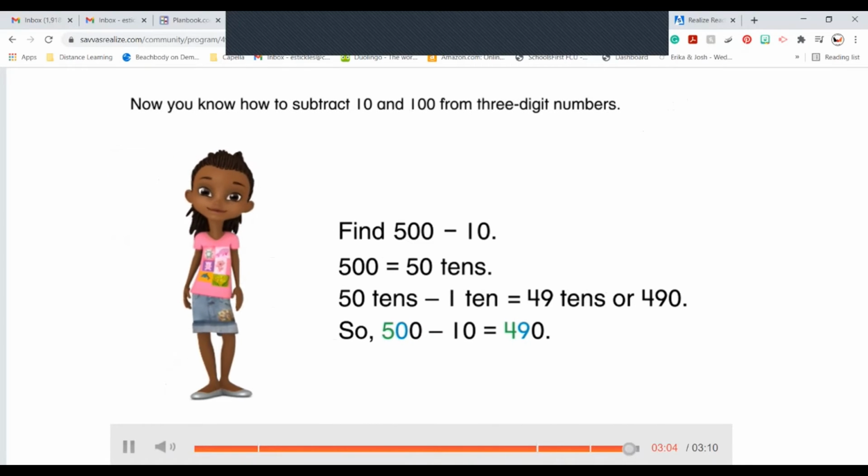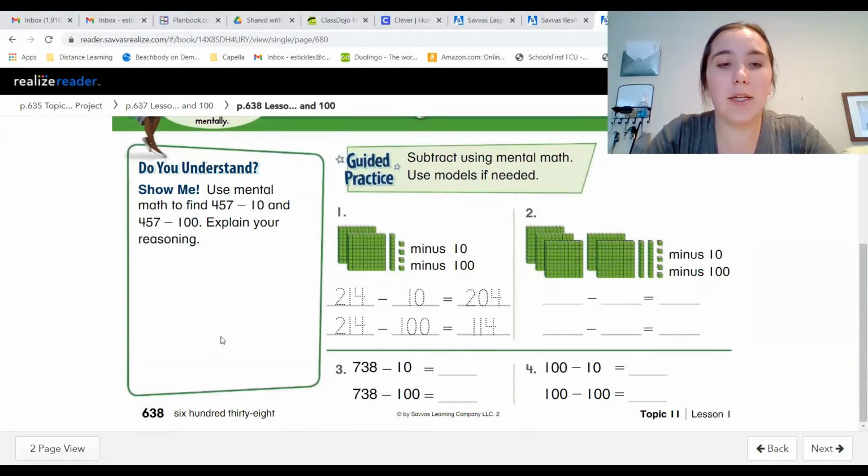Now you know how to subtract 10 and 100 from three-digit numbers. Let's go hop on our workbook and do some practice. Okay, we're going to do the guided practice on page 638. So if you need to pause me to turn to that page and get your pencil, go ahead and pause me now, and then come back when you're ready. We're going to do these guided practice problems together.